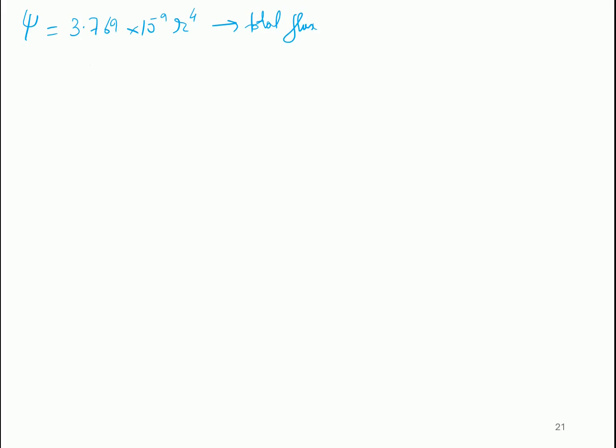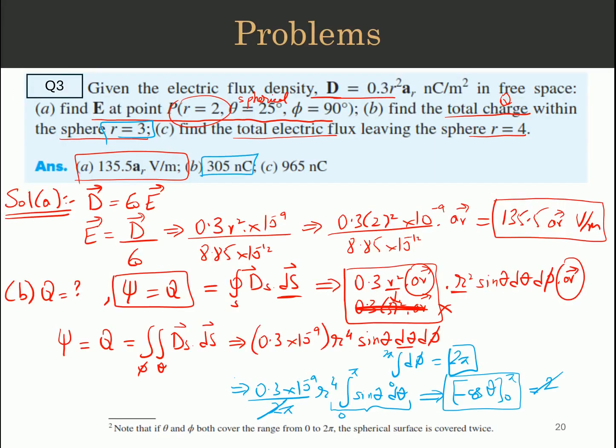Now they have asked what happens when r equals 3. So now the flux comes out to be, if you put in the value of r equals 3, 305 nanocoulomb. So this is the answer which I am getting. Hopefully this is what we want, and this is 305 nanocoulomb.